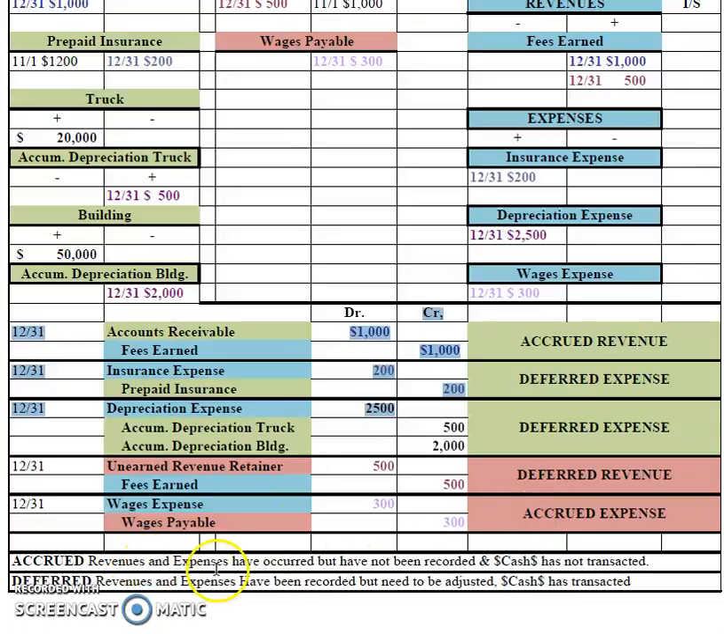And accrued revenues and expenses have occurred, but have not been recorded, and cash has not been transacted. A deferred revenue or expense have been recorded, but need to be adjusted. Cash has already transacted. And hopefully this tutorial will help you get through your adjusting process.